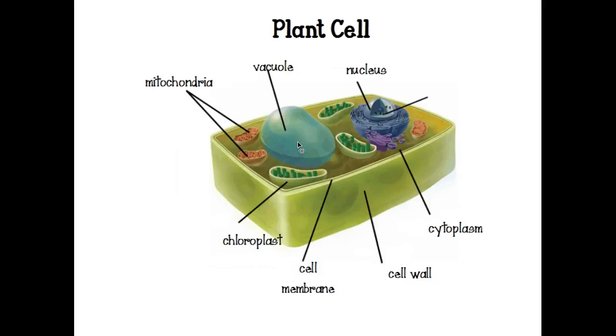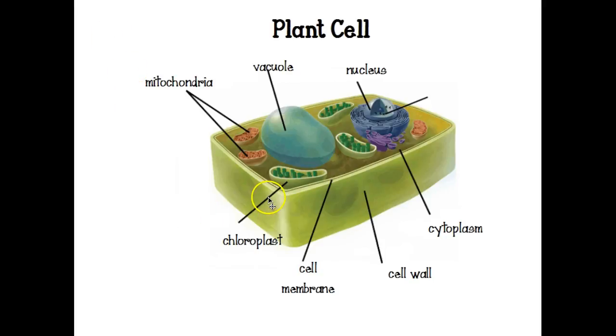Now, another thing I want you to do is notice there are two additional structures that weren't in animal cells. See if you can spot them. Right. You probably noticed that there was no chloroplast in an animal cell, and there wasn't a cell wall. Now, I want you to make sure that you understand why animal cells don't have chloroplasts and why animal cells don't have a cell wall.